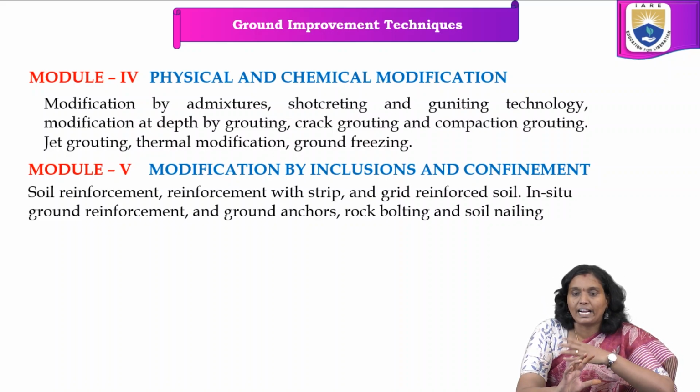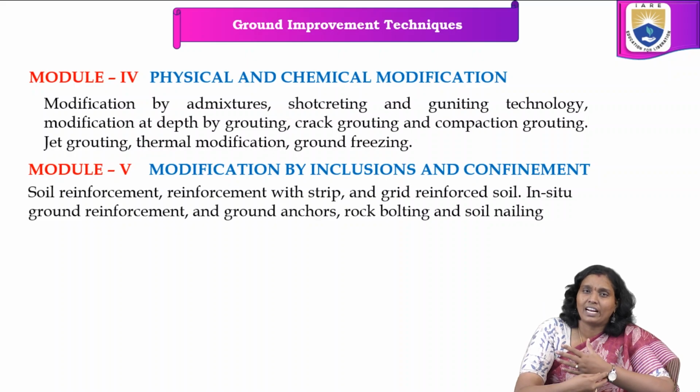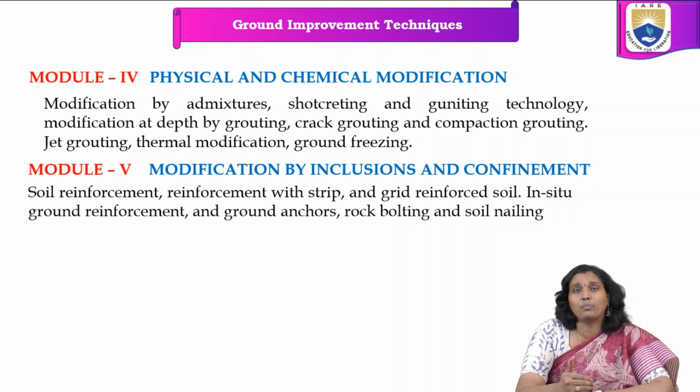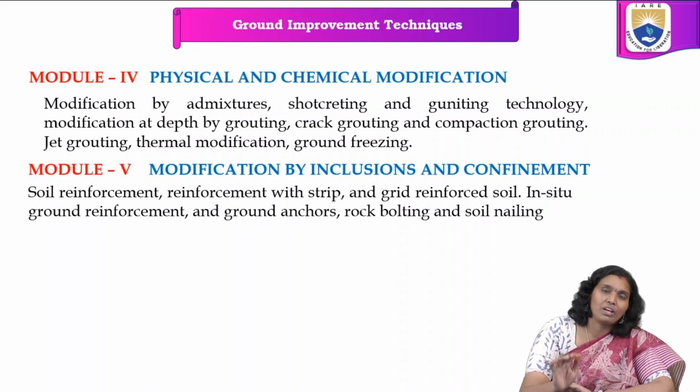In this, what kind of chemicals are effective for getting the desired soil properties, how the properties are affected in this particular case, we are understanding all these parameters in this particular module. Now move on to our last module.